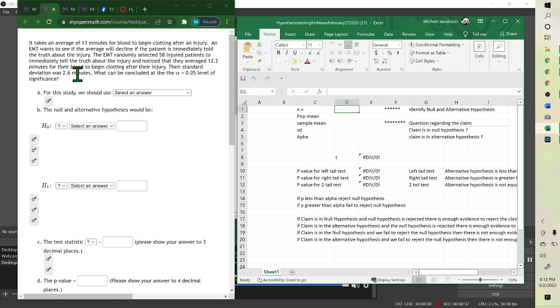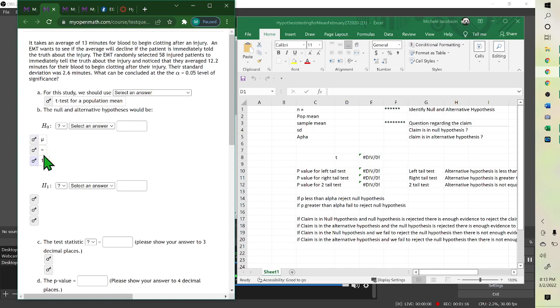22.2. Okay, now notice the standard deviation is from the sample. So even though our sample size is large, if the standard deviation isn't from the population, you still use a t-test. And we're testing mean because it said average, so it's mu. The null hypothesis is always equal to, and it's 13 because then we want to test if the average will decline.